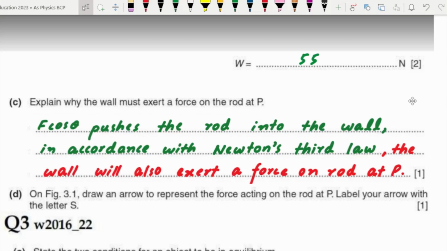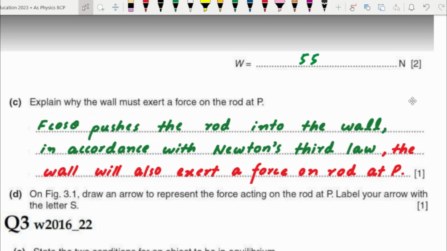F cos theta, which is one of the components of force F, pushes the rod into the wall, because that component of the force is directed towards the left side, which is towards the wall. Now, in accordance with Newton's third law, the wall would also exert the same force, but in the opposite direction, on the rod at point P.